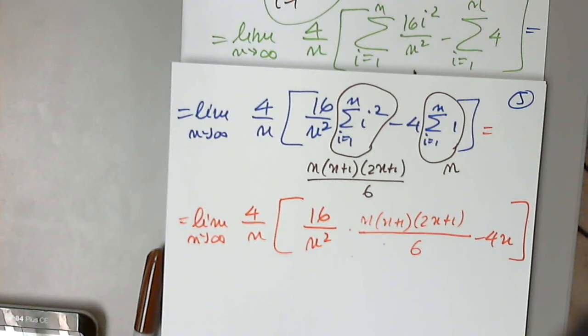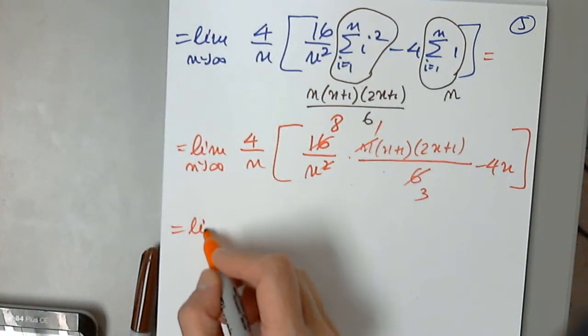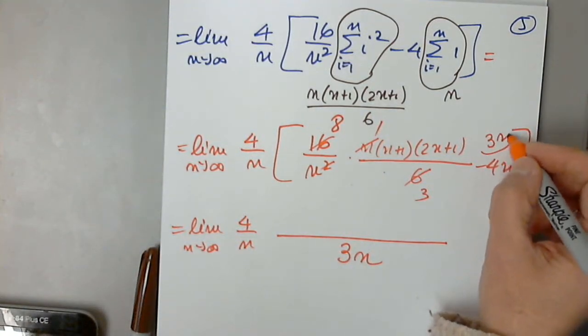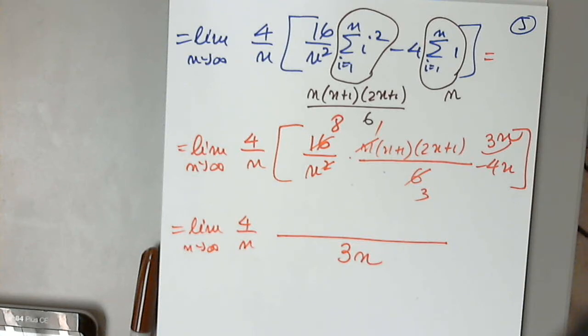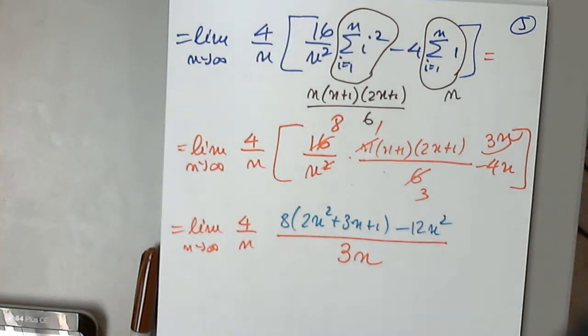I could simplify by 2 and by n. One n will go away and the 2 will go away, but the least common denominator will still be 3n. So this will go away and this will go away. So this is the limit as n approaches infinity of 4 over n. The least common denominator is 3n, and this one needs a 3n. So I have to distribute 8 to this product, but I'm going to multiply first. And I get 2n squared plus 3n plus 1 multiplied by 8. So it's 8 times 2n squared plus 3n plus 1, and minus 12n squared.